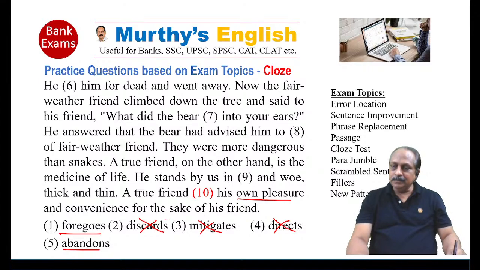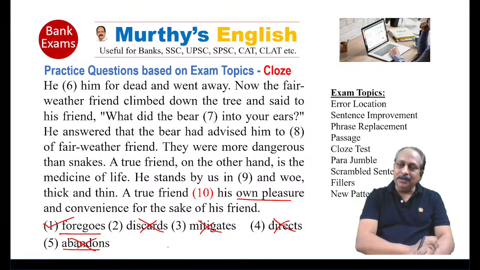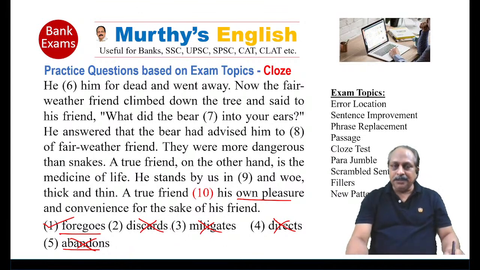Forego something. Abandon has a negative connotation. Abandon your vehicle, abandon someone. She has been abandoned by her family. Is it the right word or forego? No, no, no, no, no. Foregoes his own pleasure. Forego means not to consider. He does not consider his pleasure and convenience for the sake of his friend. Answer is the first option, not abandons. Do remember.